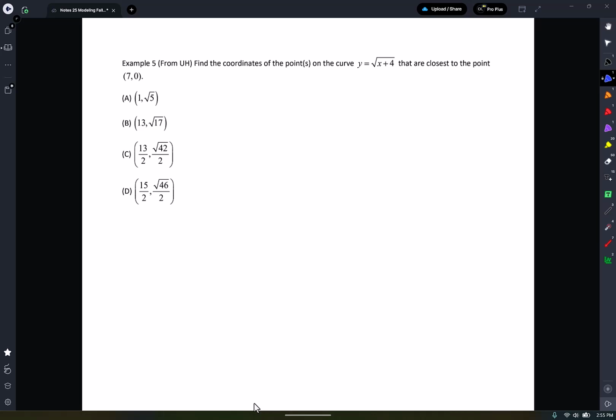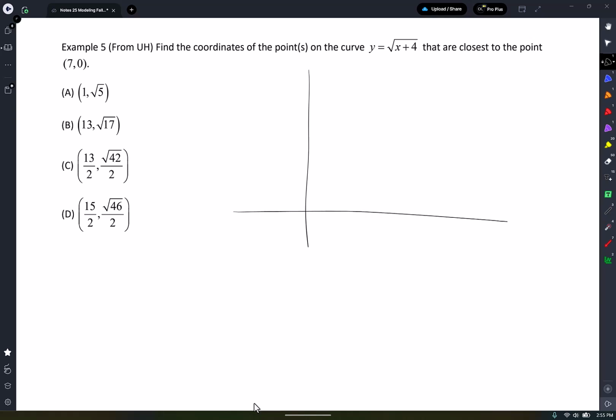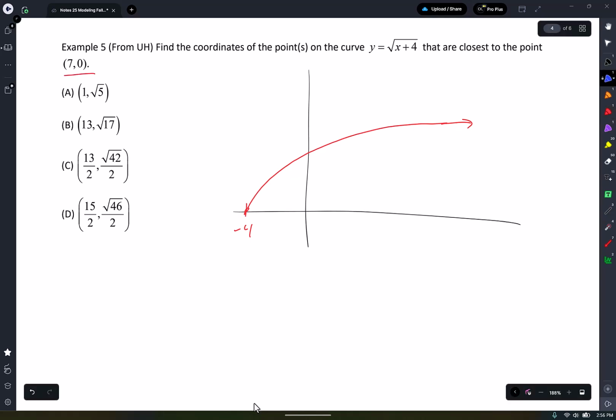So it says, find the coordinates of the point on the curve y equals square root of x plus 4 that is closest to the point 7, 0. You guys are visual, so let's do the visual so you understand what's going on. Here's a grid. That square root of x plus 4 looks something like this. Here's negative 4, and it goes on forever like this. So there's my point, 7, 0.